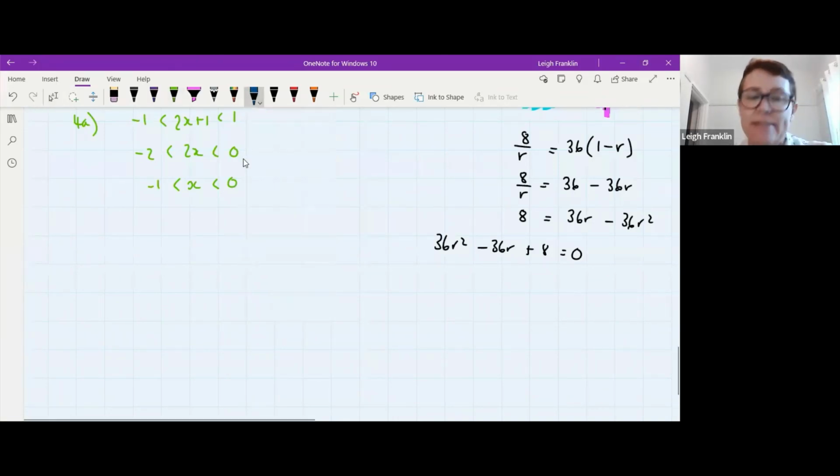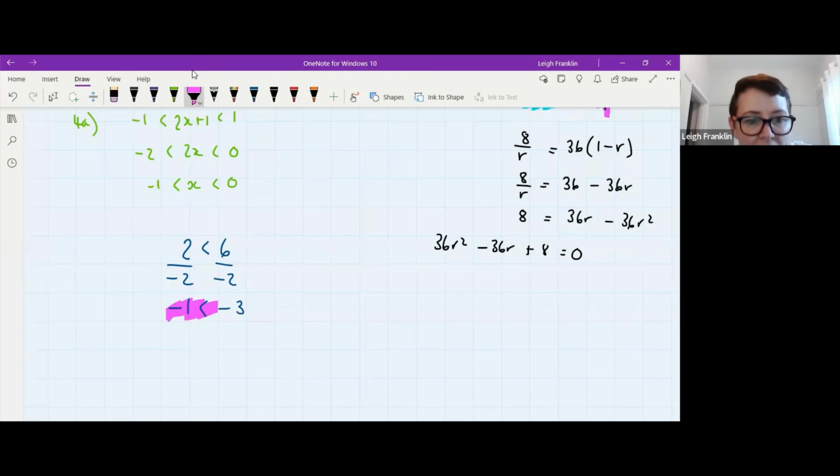So in other words, if I make a statement, let's say I say 2 is smaller than 6. That's a true statement, isn't it? But if I divide this side by -2 and I divide that side by -2 and I don't change my sign around, I am saying that -1 is smaller than -3. So this statement that I'm highlighting in pink is not true. And that's why the inequality sign has to swing around, because -1 is greater than -3.